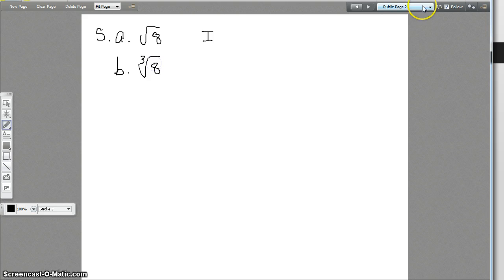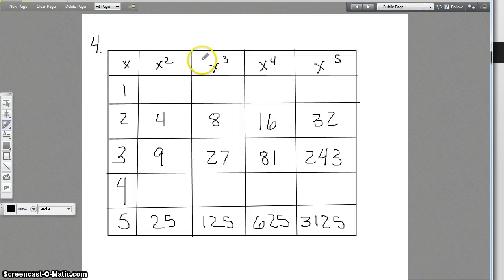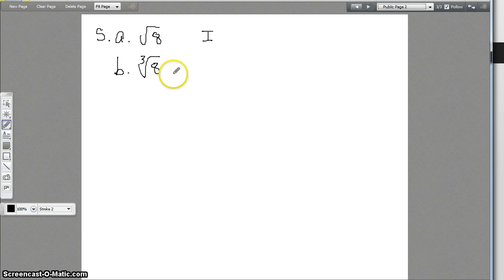Okay, part B, the cube root of 8. So now we go back to our table on the previous page. Look in the cube column and see if we see an 8. 8 is the cube of 2. So the cube root of 8 is going to be 2. So if our answer is rational, we need to find what that rational answer is and then identify it as rational.